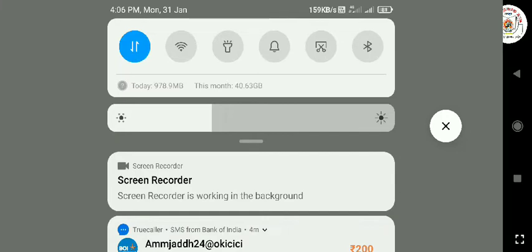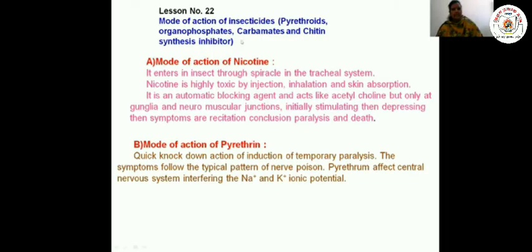Mode of action of insecticides: pyrethroids, organophosphates, carbamates, chitin synthesis inhibitors. In the mode of action of nicotine, it enters the insect through the spiracles in the tracheal system. Nicotine is highly toxic by ingestion, inhalation, and skin absorption.